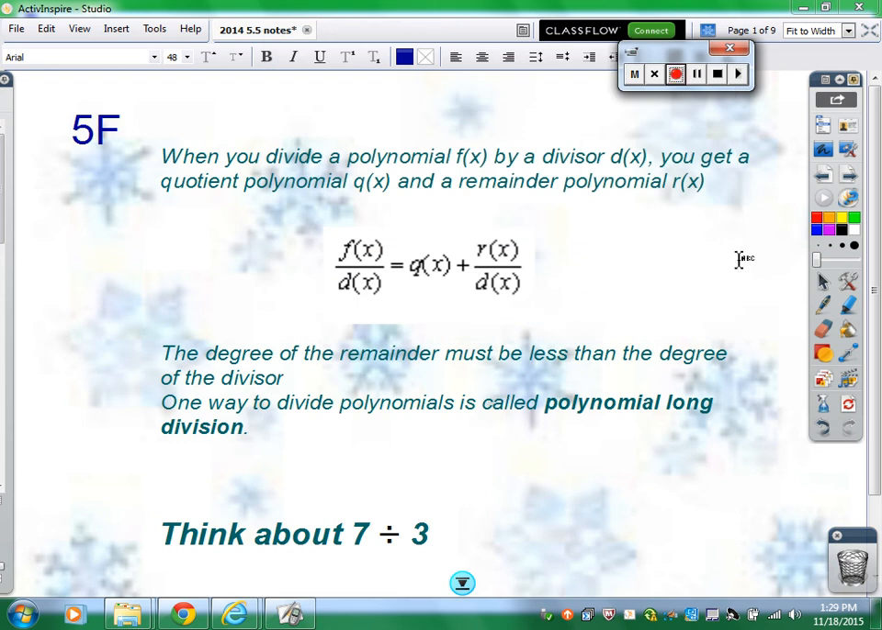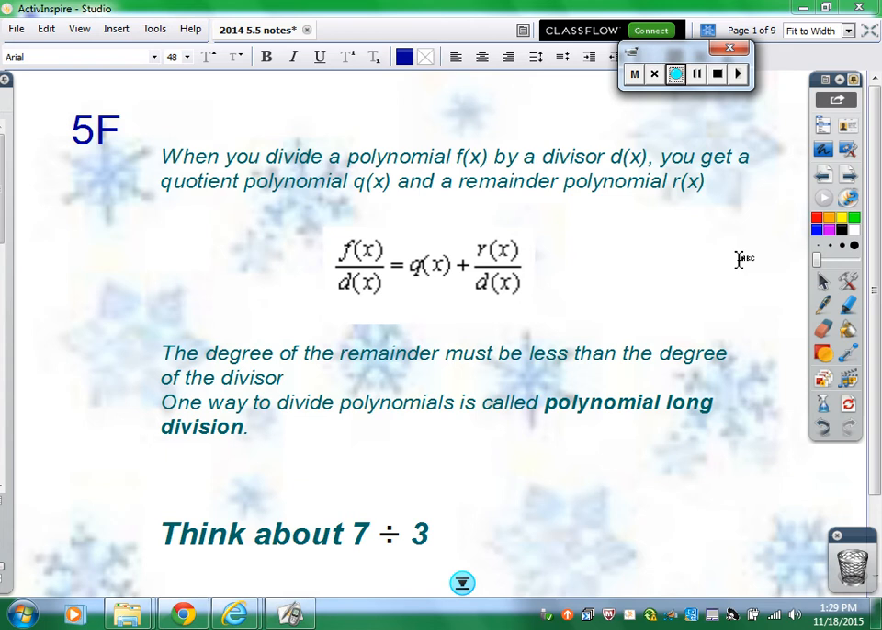All right, these are 5F notes. We're going to be dividing polynomials and learning synthetic division. All right, so first of all, look on your notes. One thing, you're probably going to need more paper than you have here. So you might want to pause and get a couple sheets of extra paper.